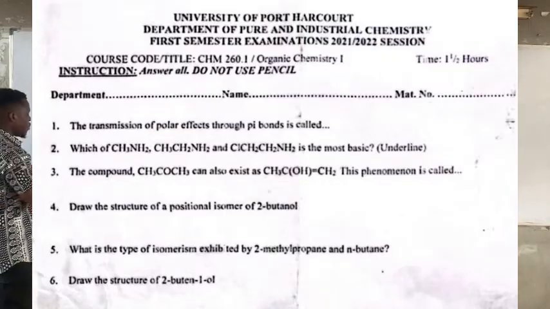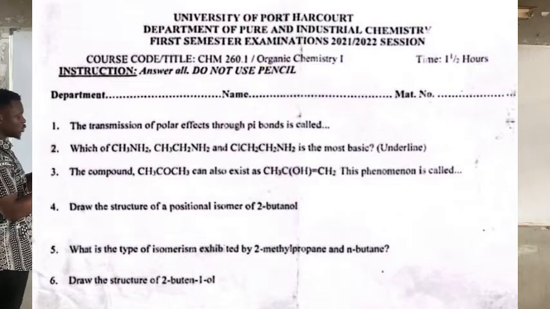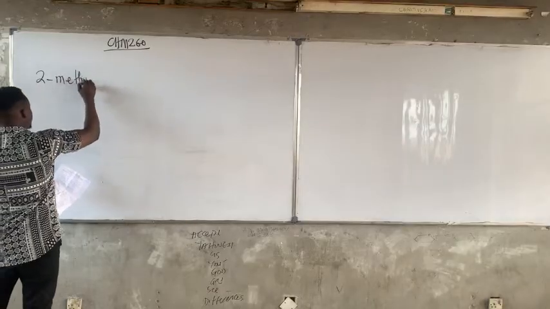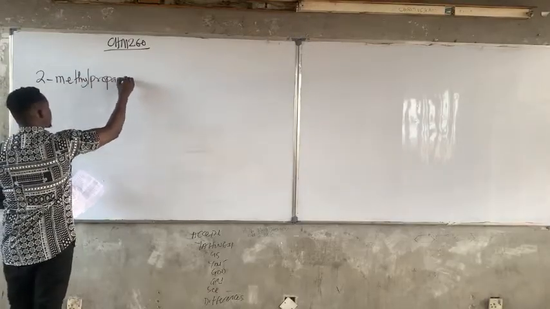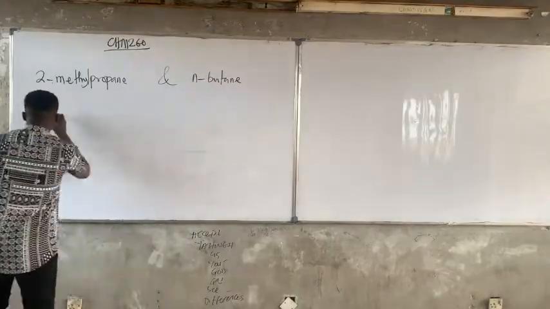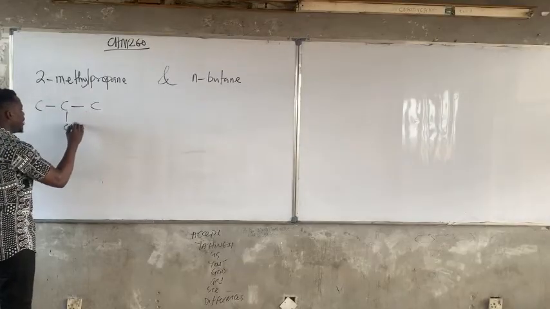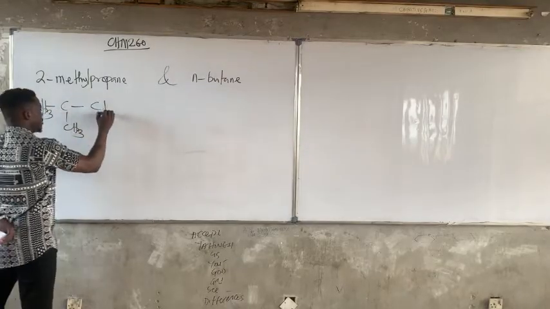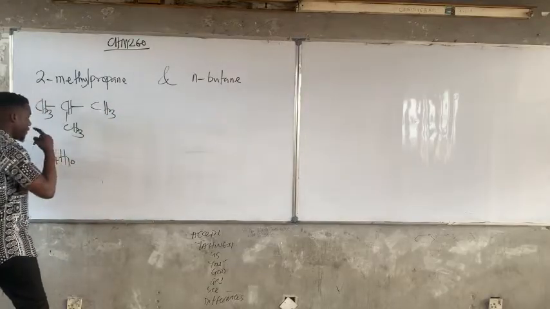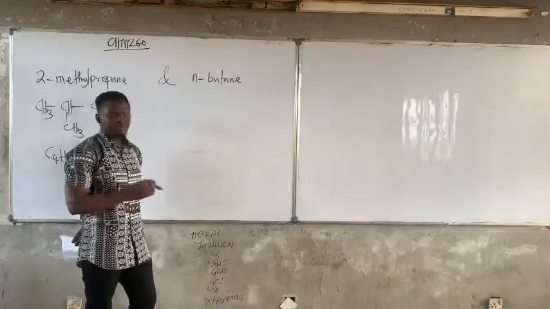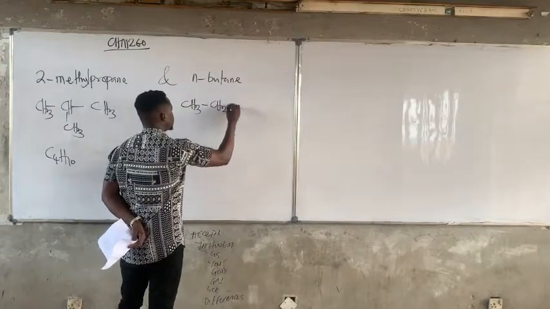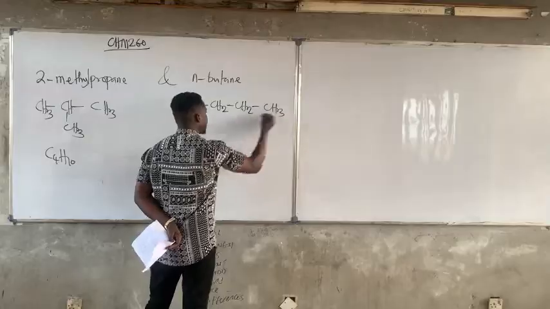Number 5 question says, what is the type of isomerism exhibited by 2-methylpropane and n-butane? Now let's draw the structure. This is C, C, and C, with CH3 here, CH3, CH3, and this. Now this is C4H10. When they say n, it means normal, a straight chain. So this is CH3CH2CH2CH3. This is normal butane.